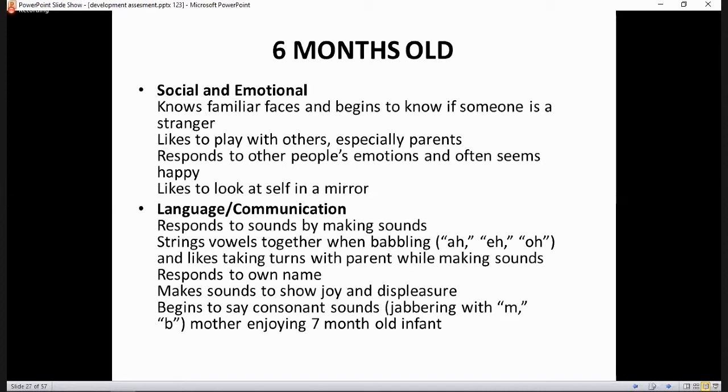In language communication, responds to sounds by making sounds. Strings vowels together when babbling: A, I, O, U. Makes sounds to show joy and displeasure. And begins to say consonant words also sometimes.